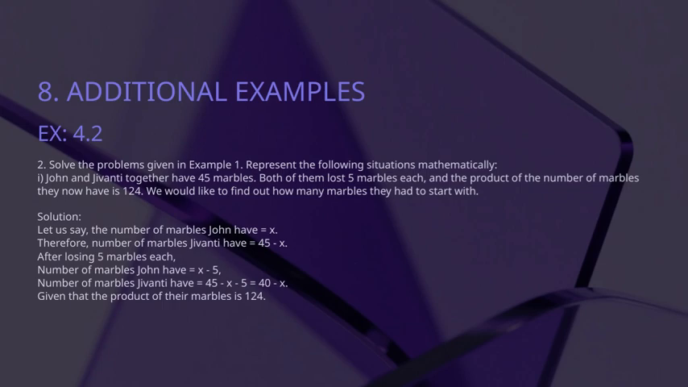The problem states that the product of their marbles after losing 5 each is 124. So, we set up the equation: (x minus 5) times (40 minus x) equals 124. This is a key point because it turns the real-world situation into a mathematical problem. Solving this equation will help us find the initial number of marbles John and Givenchy each had.